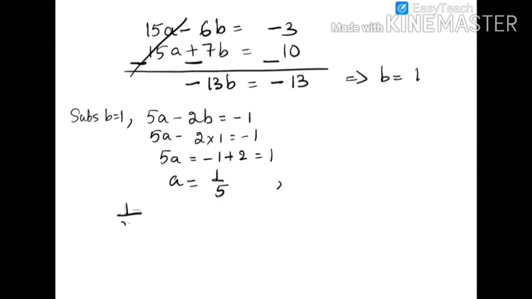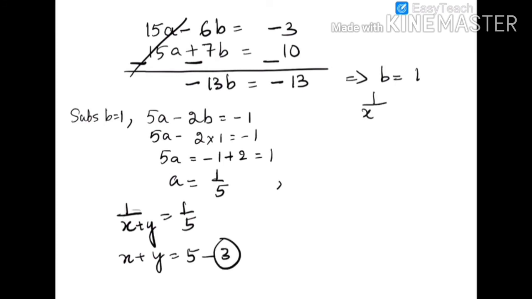But we have taken a as 1 over x plus y. So that should be equal to 1 over 5. Taking the reciprocal, we will get x plus y equal to 5. This is the third equation. Similarly, we have taken b as 1 over x minus y, which we substitute here. So x minus y will be equal to 1 by taking the reciprocal. This will be marked as the fourth equation.